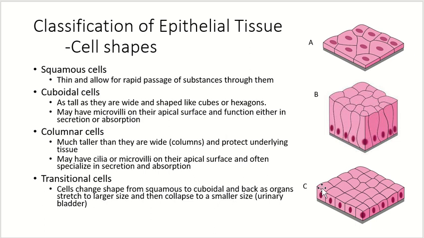We find these in the urinary bladder. So when our bladder is empty, these transitional cells are going to look more like cuboidal cells. Right? However, when the urinary bladder is full and it's been stretched, they're going to resemble something more similar to squamous cells in their shape. They're going to be stretched out and thinned. All right.